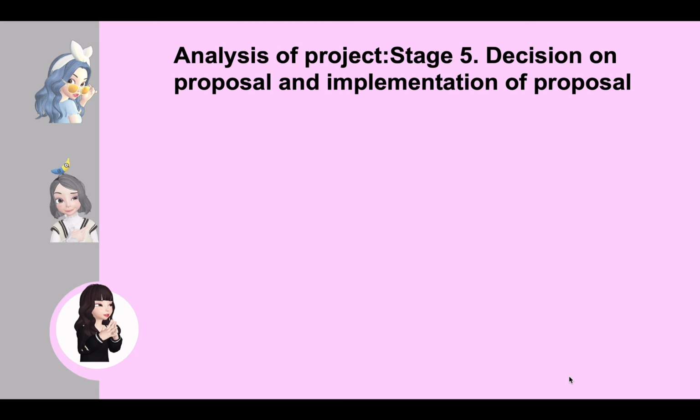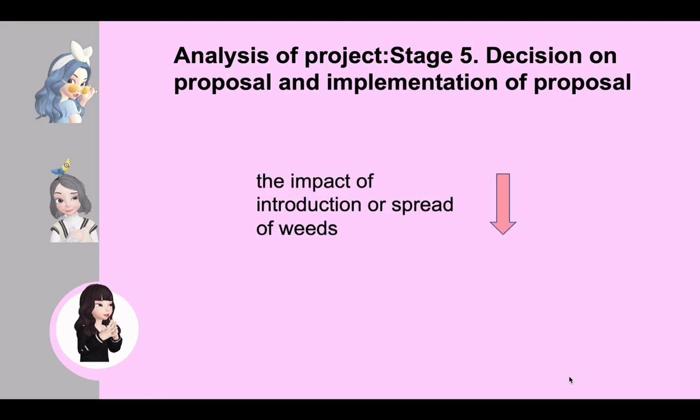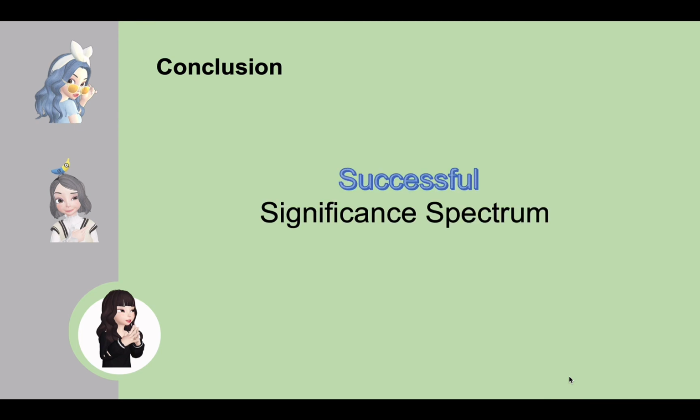In stage 5, to make sure the real impacts on vegetation complex were not larger than the prediction, some management measures were proposed. For example, the impacts of introduction or spread of weed would be mitigated to decrease the possible indirect impacts on vegetation complex. In conclusion, all stages clearly set a threshold and used evidence to determine the impact significance. Therefore, the significance spectrum was used successfully in this project to determine the impact significance on vegetation complex.